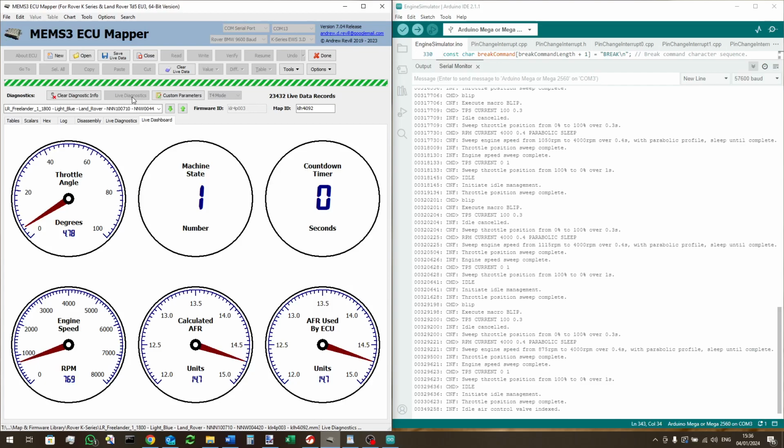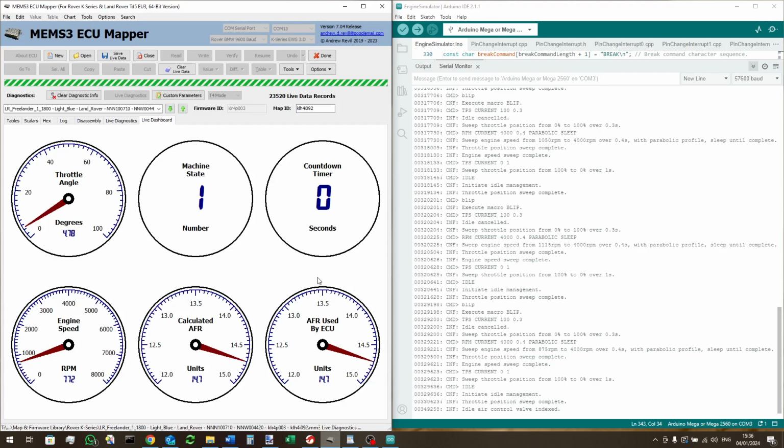This is a demonstration using my engine simulator and a Freelander MEMS3 ECU of the feature which I found which blocks enrichment of the air-fuel ratio for a period of time of normal running after the ECU is started. So at the moment the ECU is just idling. You can see we're at idle engine speed.